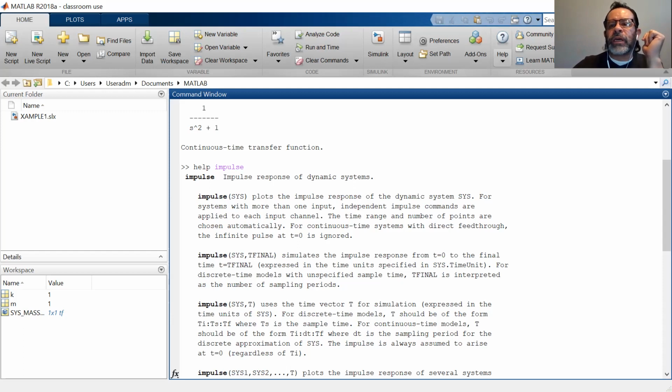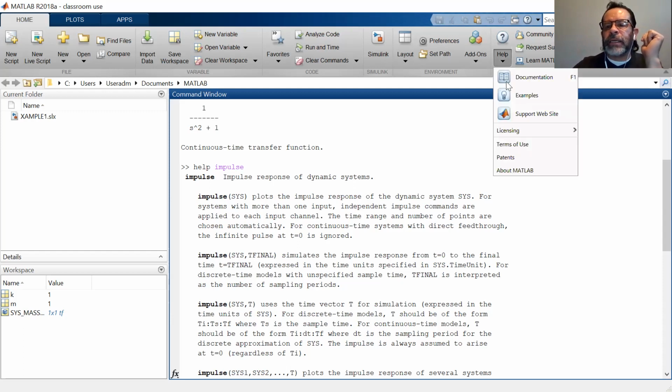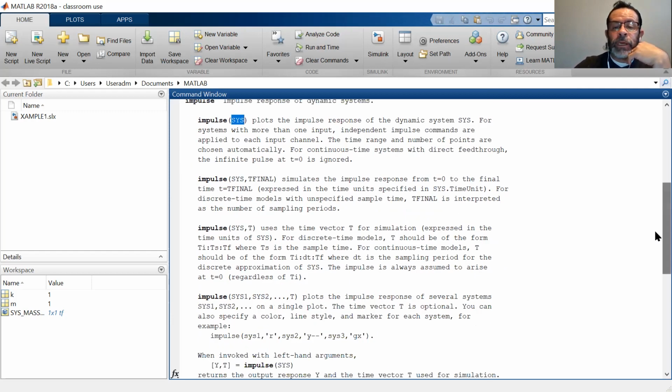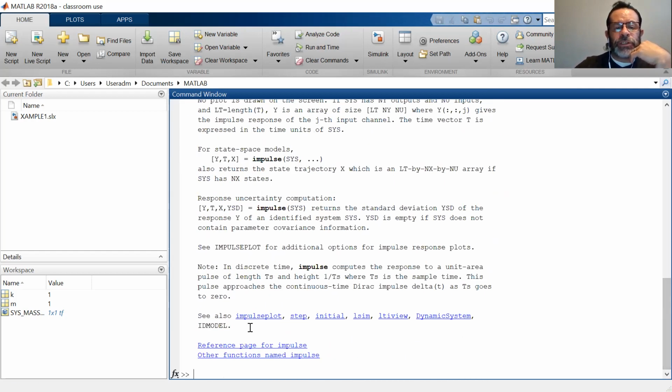So I know we can go here to help and find documentation, examples, whatever we want to do. I know we can do that. I like to do it here in the prompt. For me, it's more fun. So help impulse response to dynamic systems. If I give the impulse function a system, it's going to plot the impulse response of the system. Okay. And there's many ways to use it here.